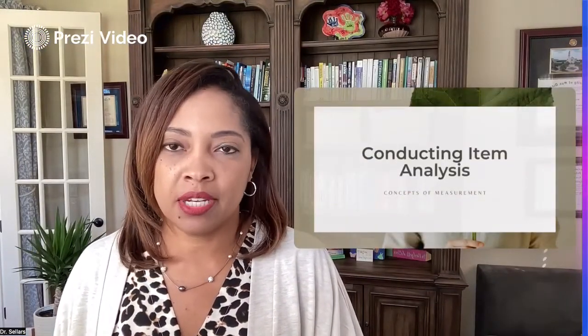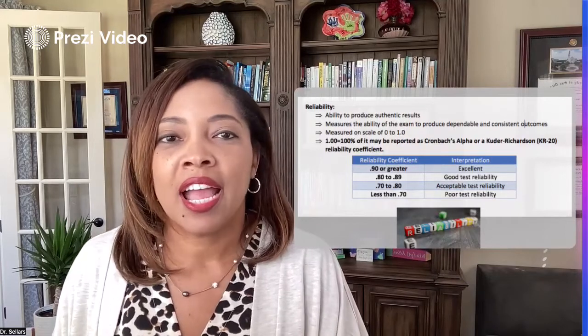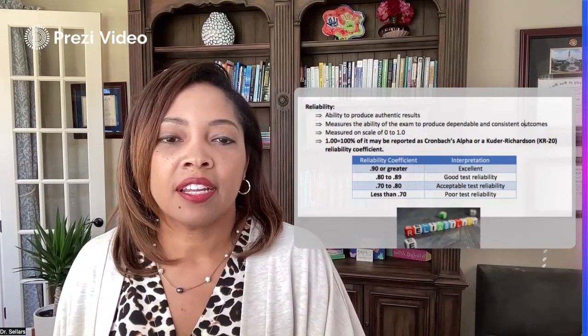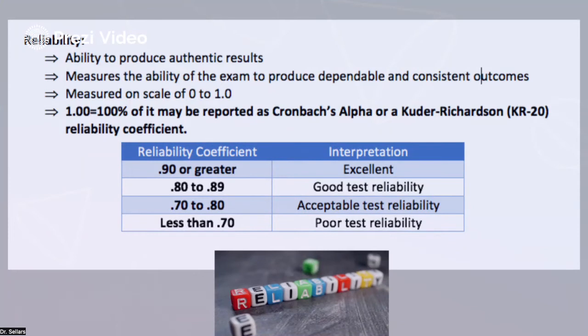When we conduct our item analysis, there are several different concepts of measurement, as we call them, associated with our ability to validate if it was a good exam. That's essentially what we're looking at. Reliability is just one component that we want to take a deeper look at to round out our snapshot for this episode. Reliability is defined as the ability to produce authentic results. It measures the ability of the exam to produce dependable and consistent outcomes. It is measured based on a scale from 0 to 1.0, and it may be reported through Cronbach's Alpha or the Kuder-Richardson, which is known as the KR20.